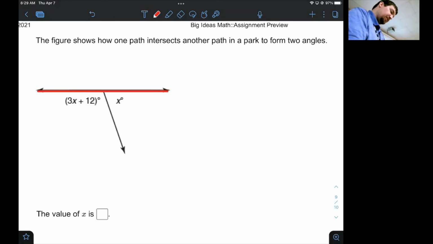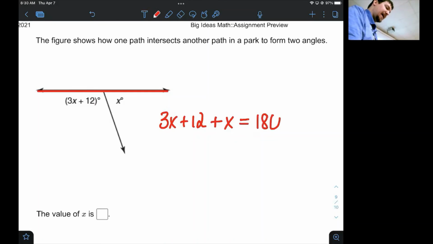So I know that the 3x plus 12 angle added with the x degree angle has to make that straight 180 degrees. So it has to add to 180. What do you call 2 angles that add to 180 degrees? Supplementary. So it doesn't ask us to write that, but that could be on your test. It's going to be on your test tomorrow that you have to know what supplementary angles are.